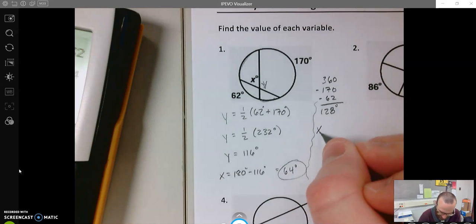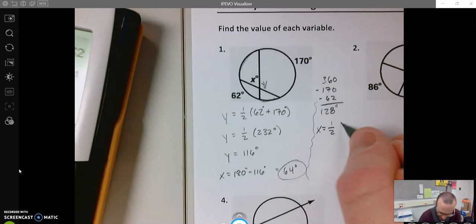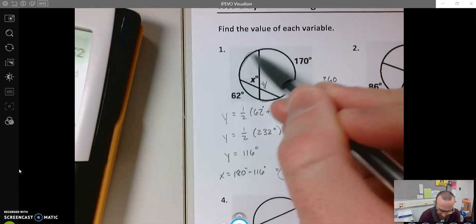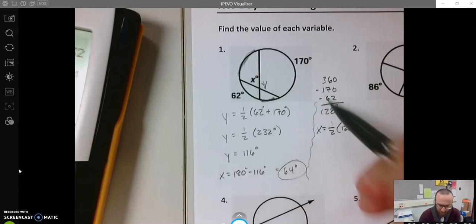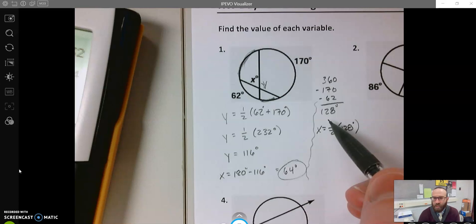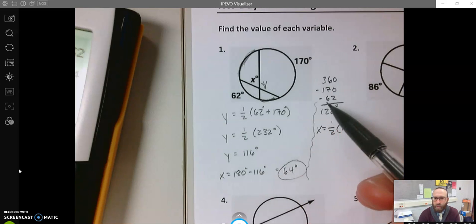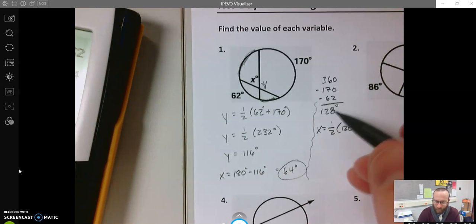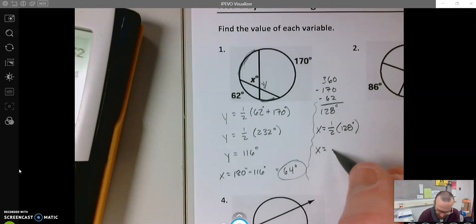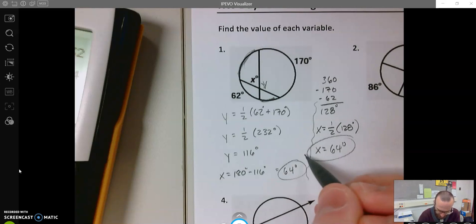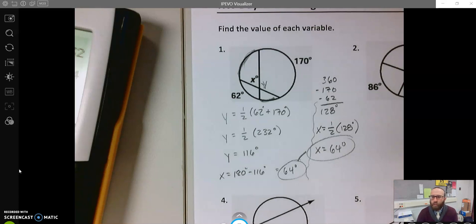And so I can say that x equals half of the 128 because it's equal to half of the sum of these two arcs, which have to add up to 128 degrees because those others add up to the larger value. Well, half of 128 is 64, and you'll see that matches up with what we got the other way. So a couple of options there for how you want to approach it. It's up to you, and there might be other ways, but I wanted to at least show you those couple.